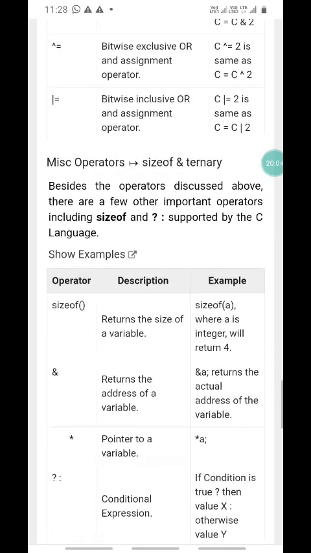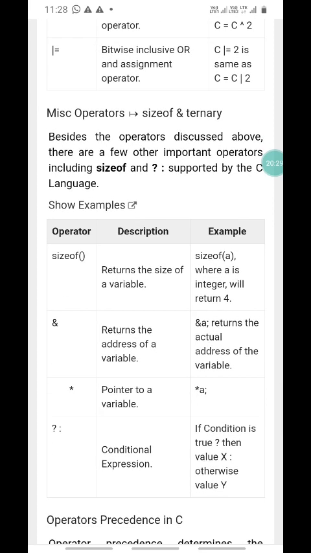Next are the miscellaneous operators, sizeof and ternary. Besides the operators discussed above, there are a few other important operators, including sizeof and the question mark and colon, supported by the C language. The question mark and colon is the ternary operator.